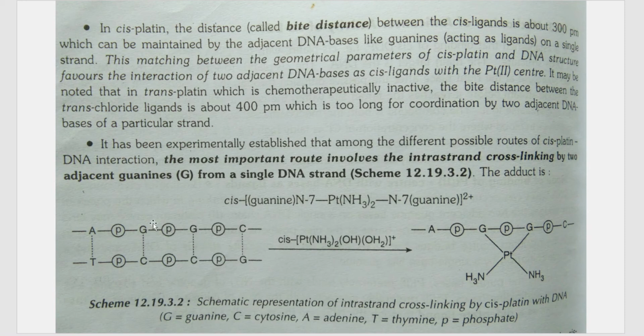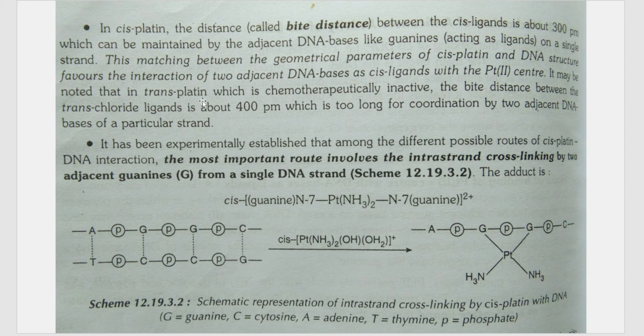Because these two distances are matching, this matching between the geometrical parameters of cisplatin and DNA structure favors the interaction, that is, two chlorines will be lost and that platinum part will go and attach to these two guanines, because the distance is the same. The guanine distance is 300 picometer, and cisplatin's distance between the two chlorine atoms is also 300 picometer. So there is a matching in the geometric parameters, so binding becomes easy.